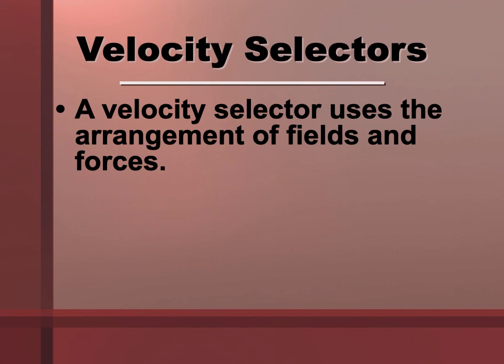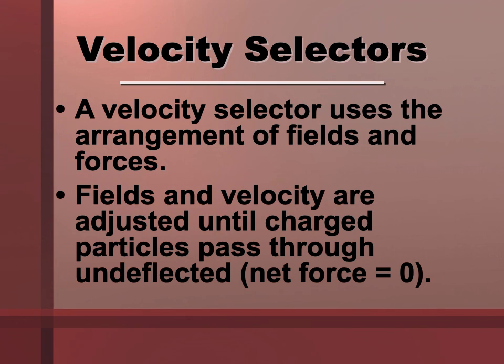And a velocity selector uses the arrangement of these fields and forces. And what they're trying to do is to adjust the velocity and the fields so that a charged particle passes through undeflected, with zero net force. And this allows you to determine exactly how fast that electron is moving, because you know the magnetic field, you know the electric field, you know the forces on it, and you can tell by that how fast the particle is going, because of course the magnetic force depends on the velocity.